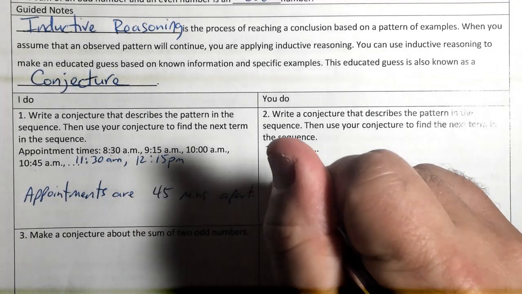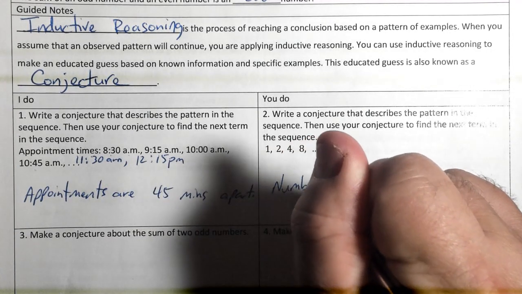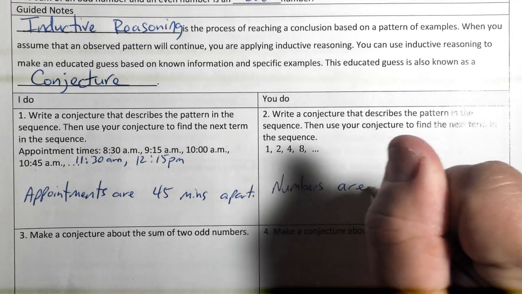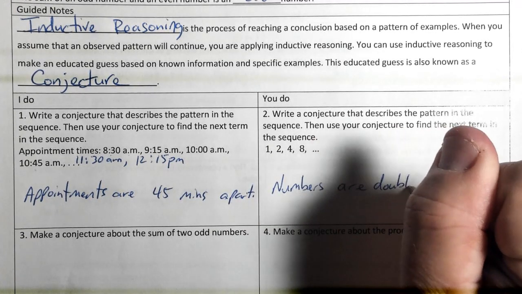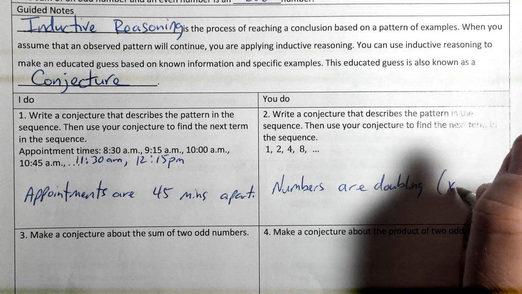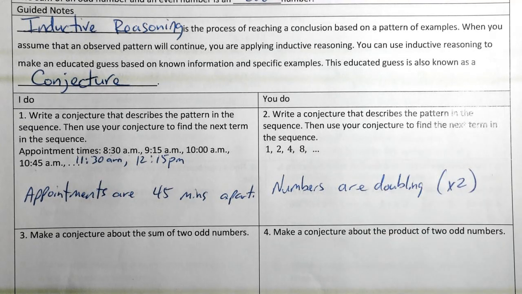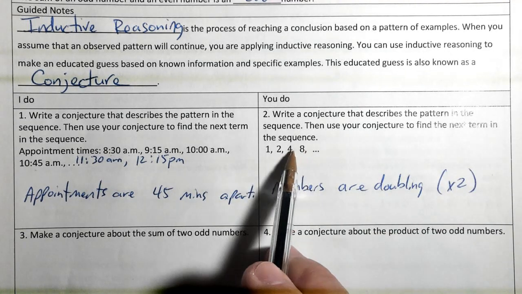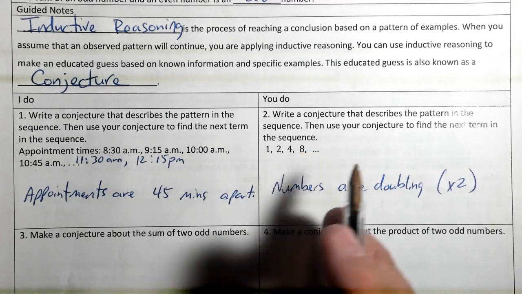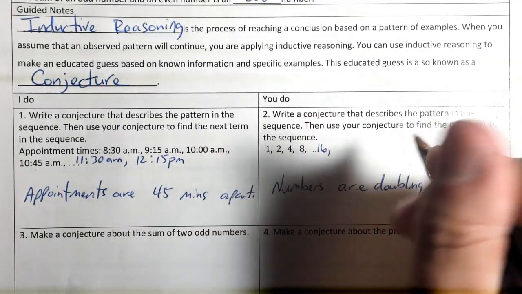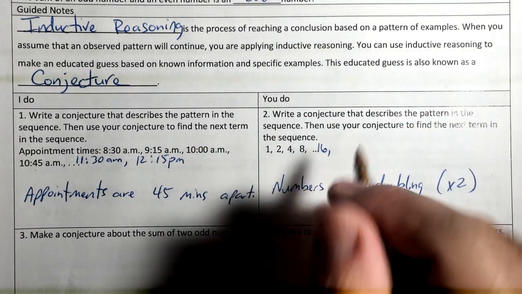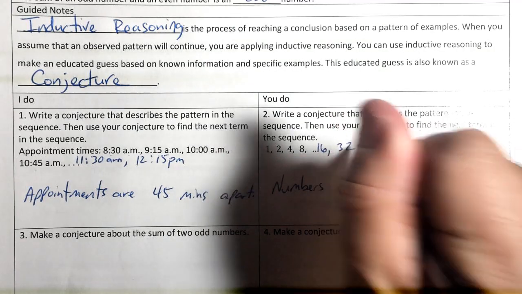So these numbers, they're doubling, or we can just say they're multiplying by 2. So 4 times 2 was 8. 8 times 2 would give us 16. 16 times 2 would give us 32.